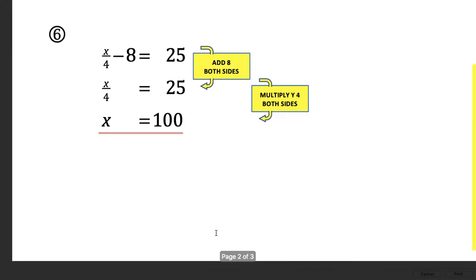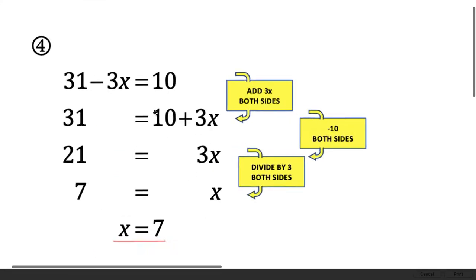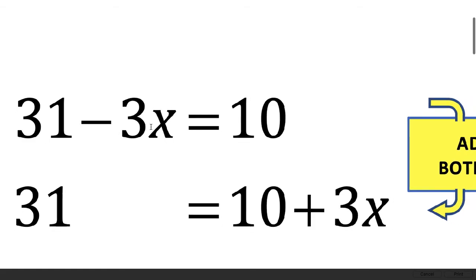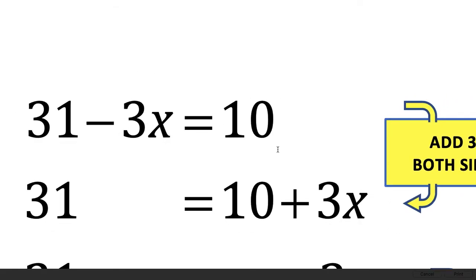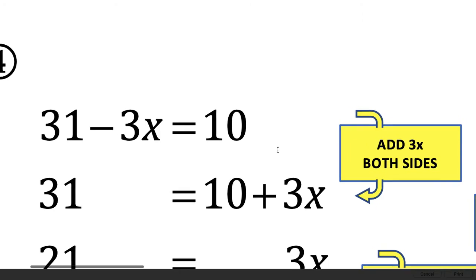On to question 4. Okay, so 31 minus 3x equals 10. Well, I don't much like the fact that the x bit is a minus, so I'm going to get around that by adding 3x to both sides. So I add 3x and the minus 3x disappears, but then I've got to add 3x to the other side as well. So adding 3x to both sides to get rid of the minus, 31 equals 10 plus 3x.